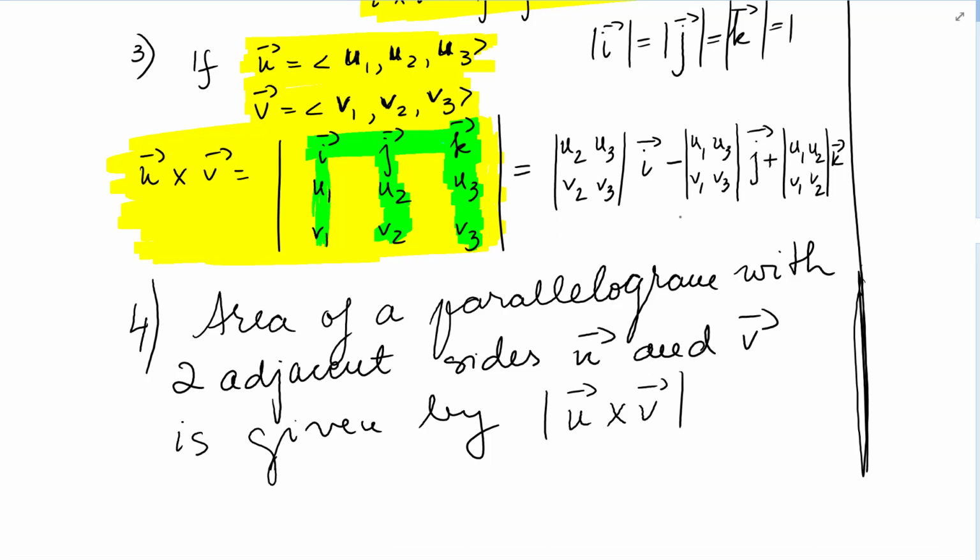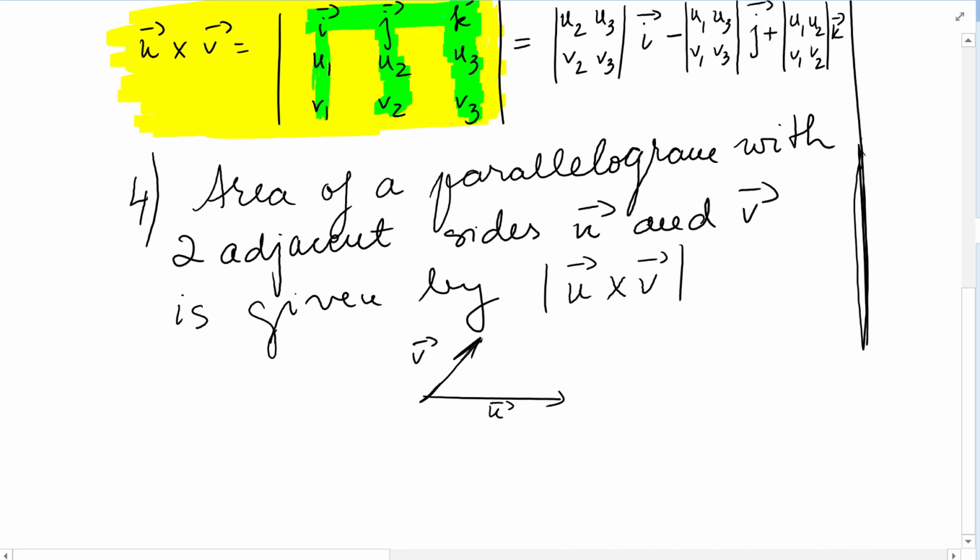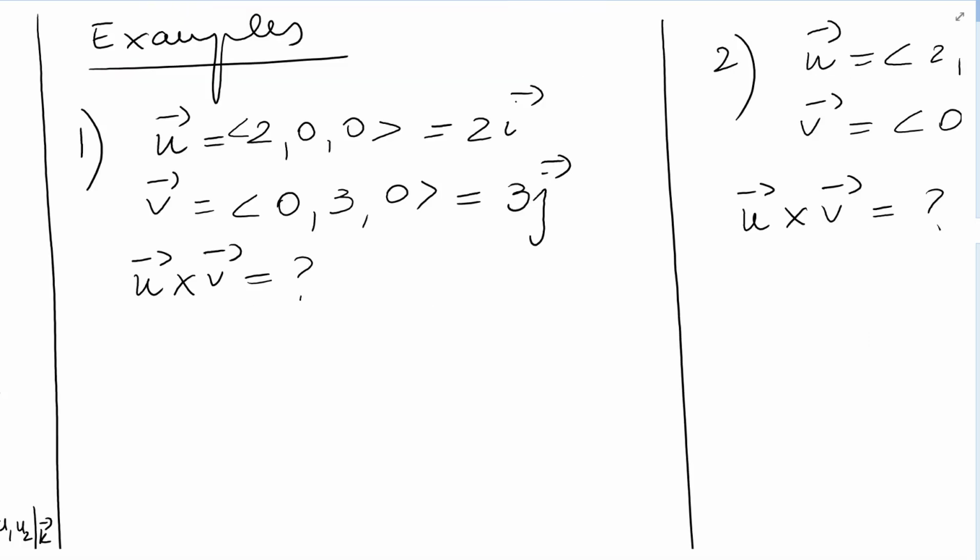And another one: the area of a parallelogram with two adjacent sides. If I have these two sides, u and v, and we do the cross product between u and v and find the magnitude of that, we are actually calculating the area of this parallelogram. So let's take a look at a few examples.